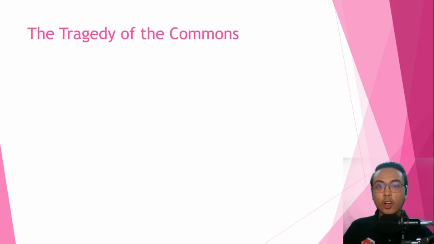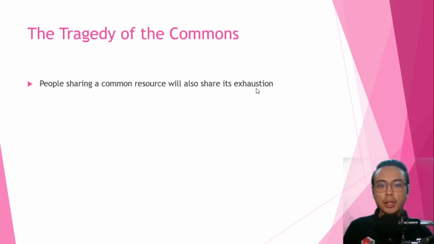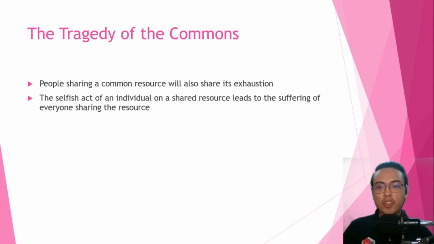With that, let's talk a bit about the tragedy of the commons. This is a hypothetical piece that is commonly discussed in topics of ecology. So, what is the tragedy of the commons? A simple description is that people sharing a common resource will also share its exhaustion. This is especially true in closed places, for example, islands, wherein the resources are limited and are shared by the entire population of the island. The selfish act of an individual on a shared resource leads to the suffering of everyone sharing the resource.